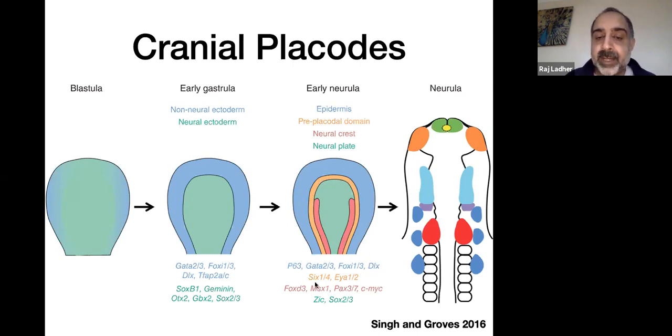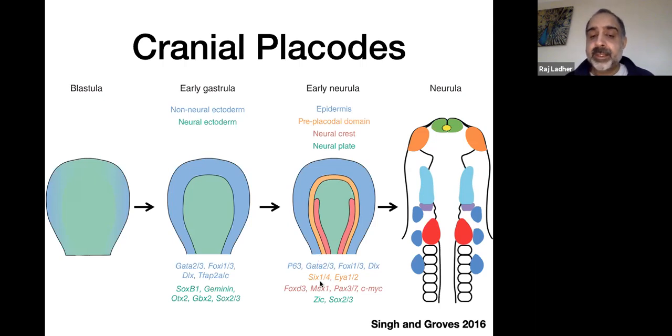This is marked by these 2 genes here, Six1 or 4, and Eya1 and 2. This strip seems to be very important for the subsequent formation of these cranial placodes. What you can see here is this strip of orange tissue giving rise to these particular placodes: otic, epibranchial, trigeminal, the lens, olfactory placode, and adenohypophysis, the pituitary placode as well.